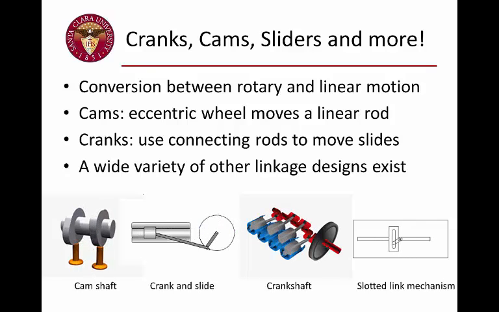And on the far right, just an example of a completely different kind of kinematic arrangement. We have what's known as a slotted link mechanism that shows the conversion of rotational motion to linear motion, or vice versa. And there are many, many other sorts of designs and very clever kinematic arrangements of devices that allow this conversion.